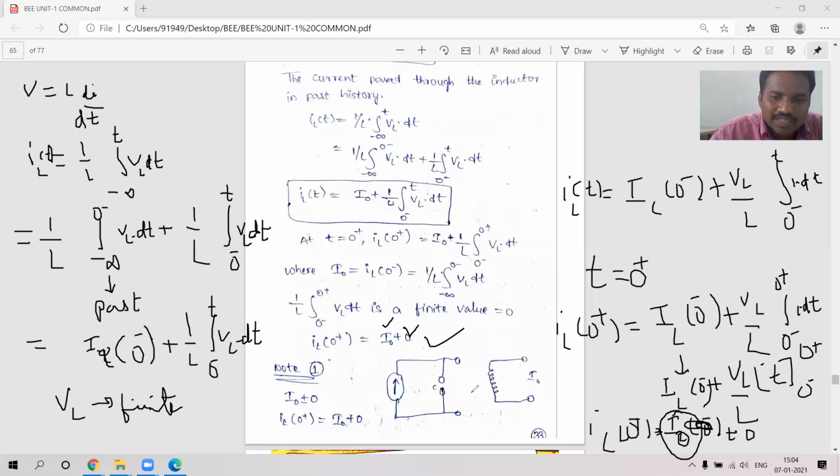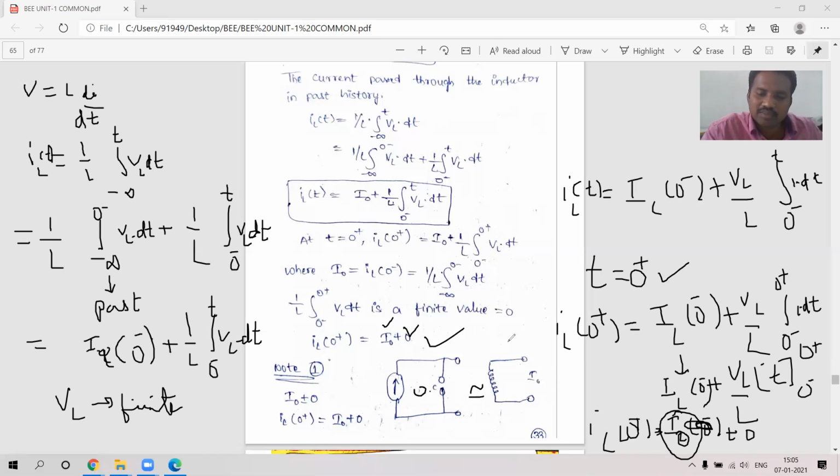That means we can replace this inductor by a current source in parallel, because current division takes place in a parallel circuit only, no? So that's why I am taking this as the open circuit, because it is 0, it is open circuit and current source. So the inductor is replaced by a current source in open circuit. That is when the switch is on, at t equal to 0 plus.